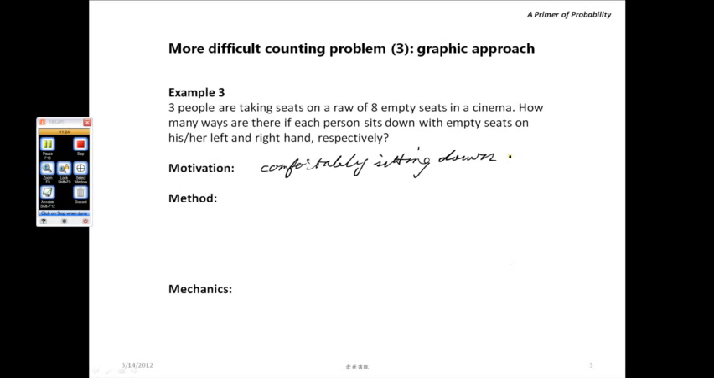Since three people are to be arranged, we can conclude that multiplication rule should apply in terms of method. The problem is it's not apparent for us to count the ways available for each step. So naturally, we want to visualize the problem to see what happens there.